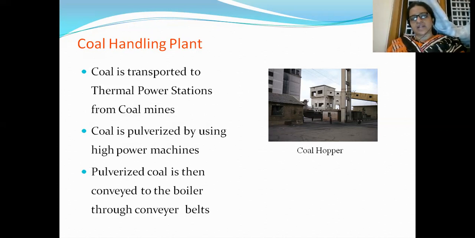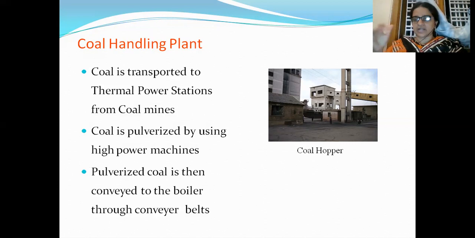In the coal handling plant, coal is transported to thermal power stations from coal mines. What happens in the coal handling plant is that coal is pulverized by using high power machines. I told you that pulverization is the process of crushing coal blocks or coal pieces into fine powder. In the coal handling plant you have a lot of machinery.